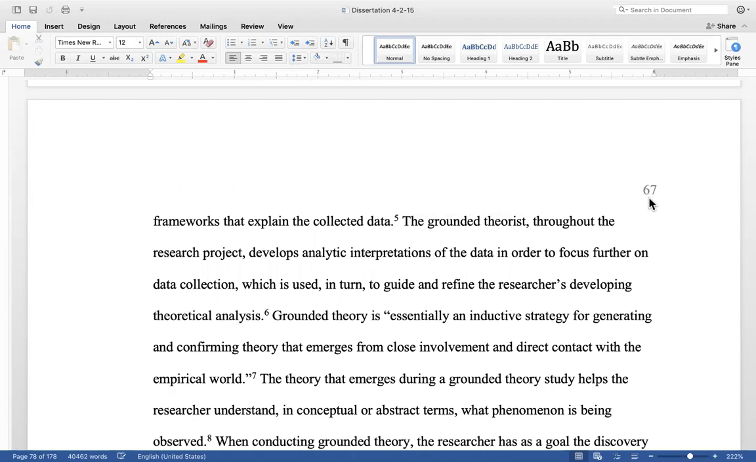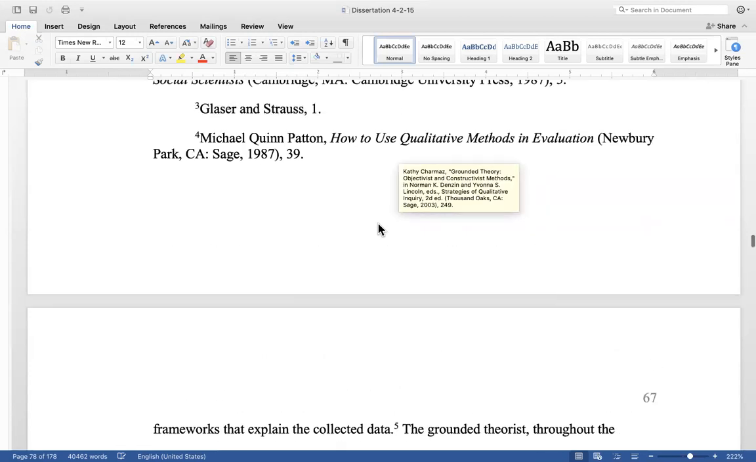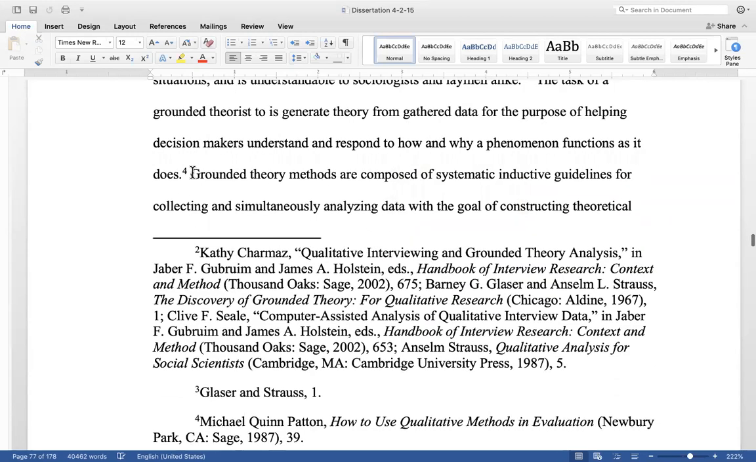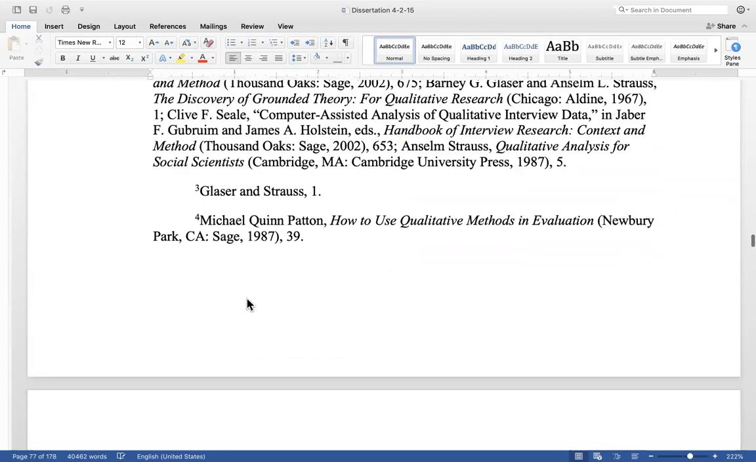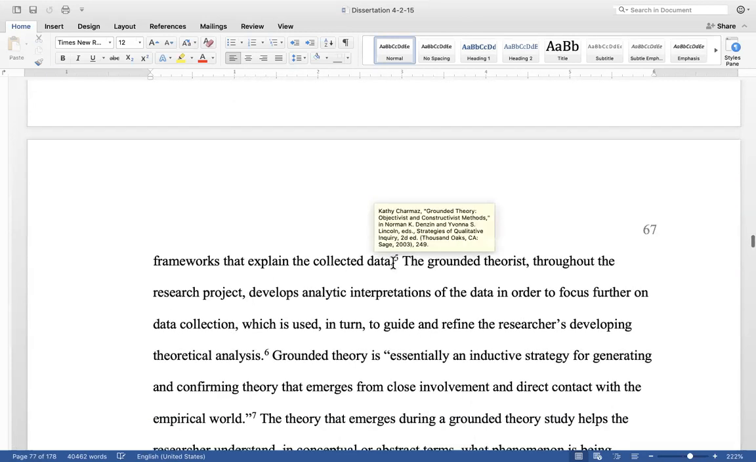Okay, don't freak out. We're not asking you to write papers that are 67 pages long. Remember, I said this was a PhD student's paper. The point of this illustration is wherever the footnote ends, that's where the footnote goes, at the end of the sentence. All right, so we didn't put the footnote number up here at the beginning of the sentence. The footnote number goes at the end of the sentence.